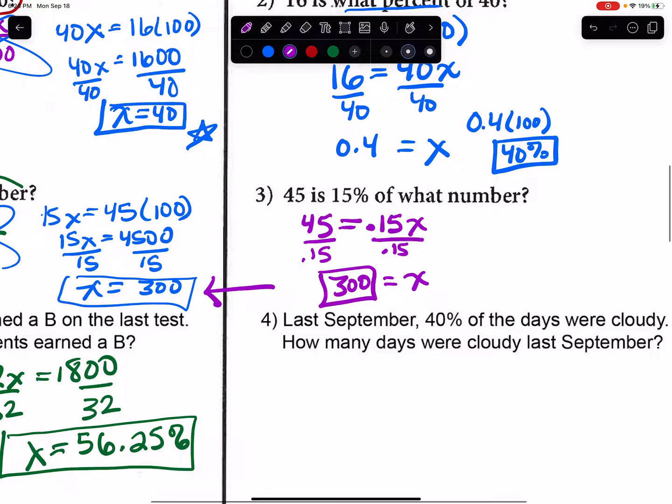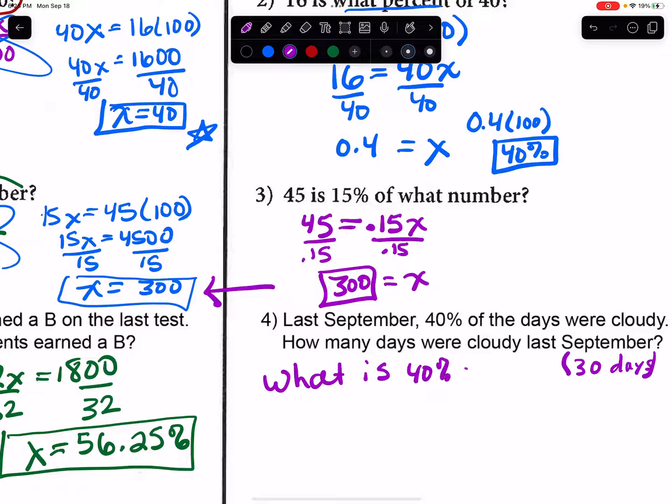All right, last problem. A word problem. Last September, 40% of the days were cloudy. How many days were cloudy last September? Well, first of all, how many days are in September? 30. So I want to see what is 40% of 30, right? What is 40% of 30? And then I'm just going to put that in my calculator. 0.4 times 30 is 12. So 12 days.